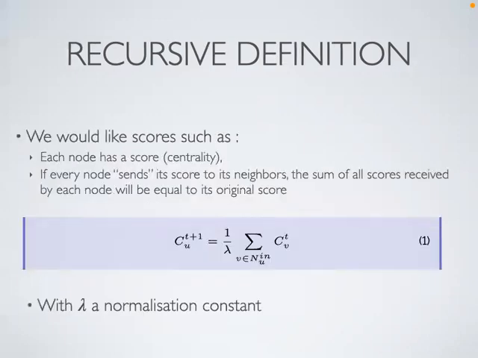So the idea is that we would like to have a score such that each node has a score, this centrality. And then we want every node to send this score to its neighbors, and the sum of all the scores received by each node will be equal to its original score. That's why it is written here: the score at the next step is equal to some normalization times the sum, over all the neighbors, of their score. So we normalize it to have a fixed point, but the idea is just this.